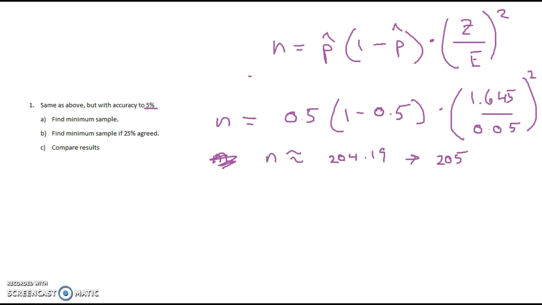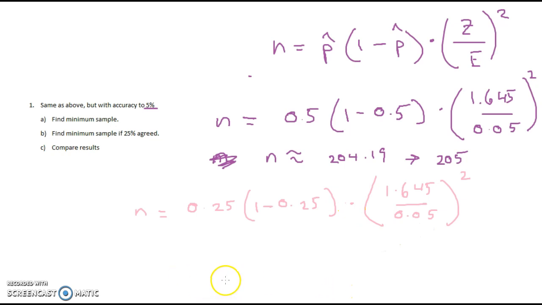Well, hopefully, this should be somewhat redundant, but all we would do, same equation, n is equal to, now we know the percentage that said yes, that's 0.25, 1 minus 0.25, which, of course, is 75%, times the z-value, which still is 1.645, because we want 90% confidence, and then the error rate is 0.5, and square that. That's it.